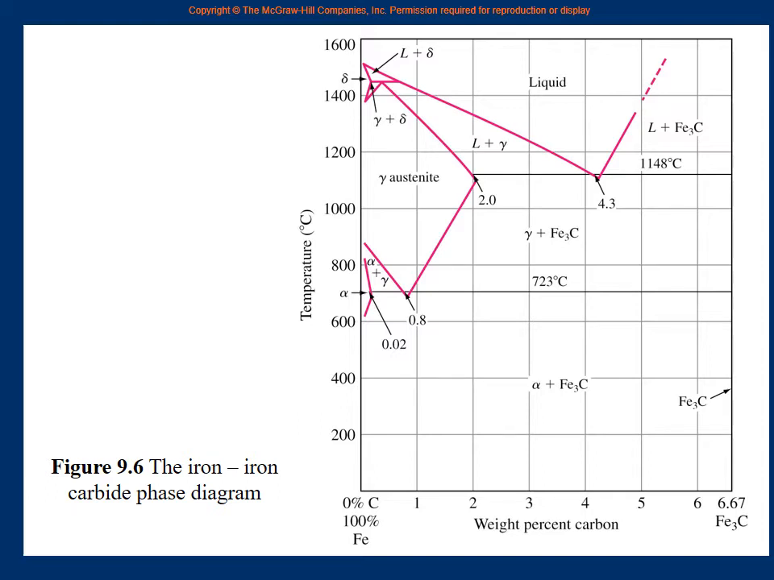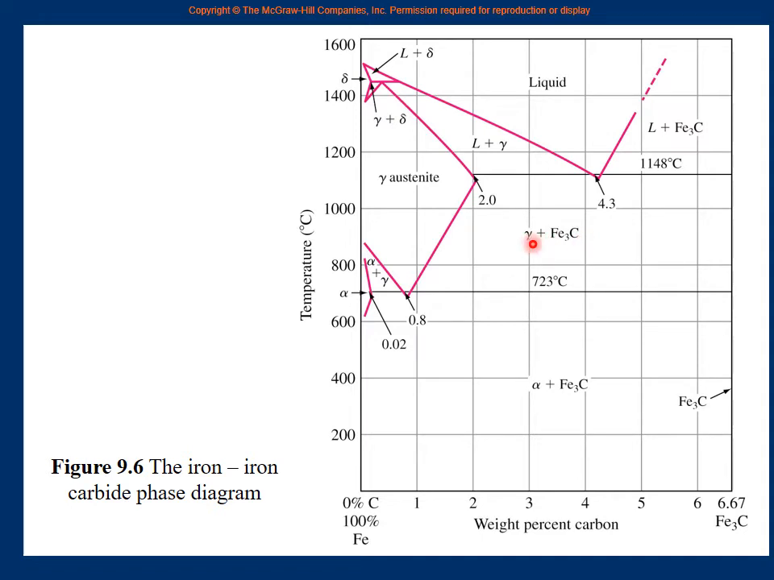Yes, you are very right. It is this point here. The liquid is here. You see, if the liquid is here, it will go to liquid plus gamma. If liquid is here, it will go to liquid plus cementite. But if you are here, exactly here, then liquid, liquid, liquid, and suddenly when you hit this point, it changes into austenite and cementite.